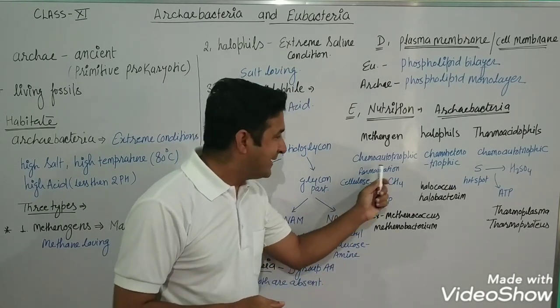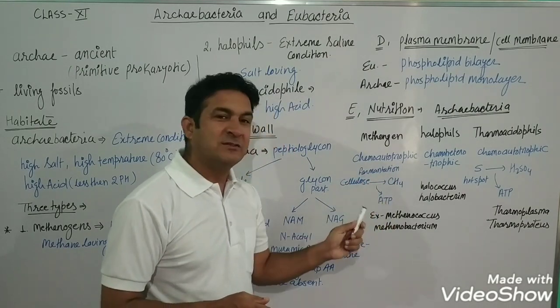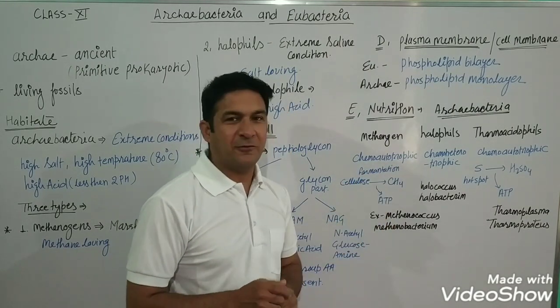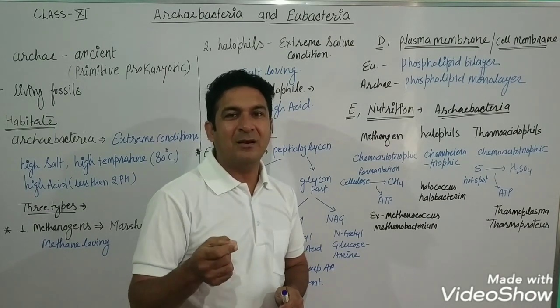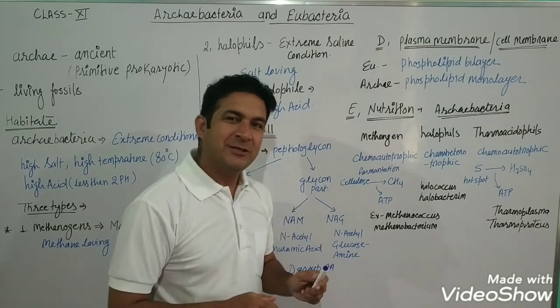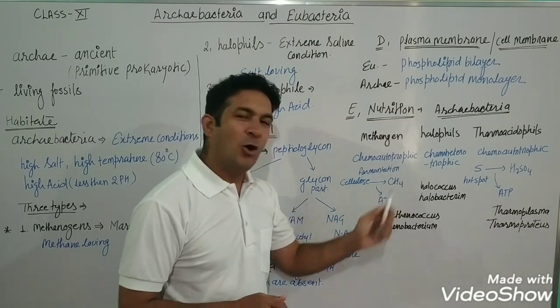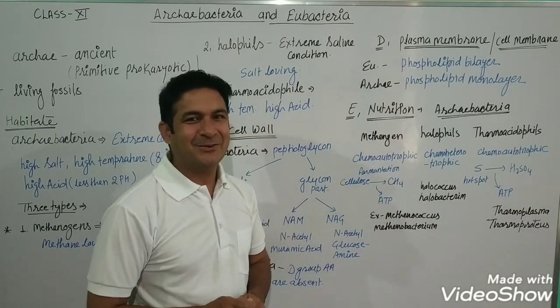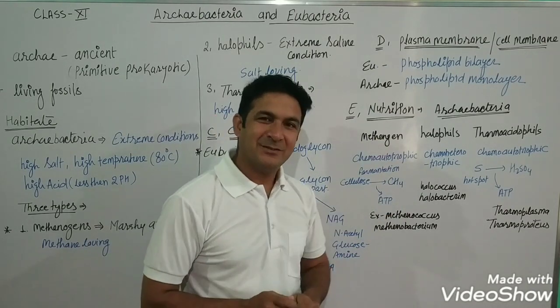So that's why these methanogens are chemoautotrophic. They use the chemical to synthesize their own food. So that's why these are called chemoautotrophic bacteria. Okay, methanogens. Got it now?